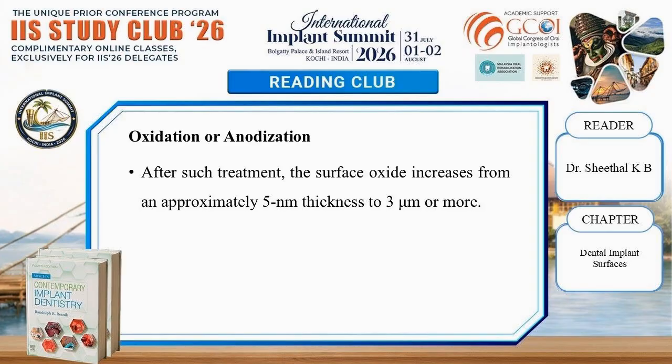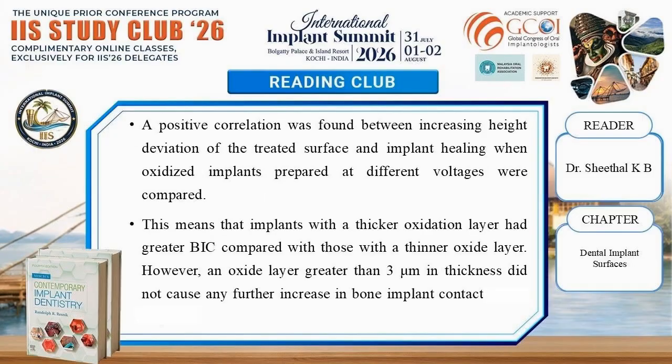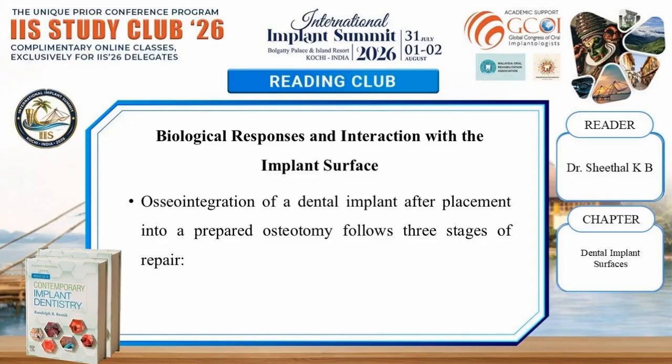Oxidation or anodization. After such treatment, the surface oxide increases from an approximately 5 nanometer thickness to 3 micrometer or more. A positive correlation was found between increasing height deviation of the treated surface and implant healing when oxidized implants prepared at different voltages were compared. This means that implants with a thicker oxidation layer had greater bone implant contact compared with those with a thinner oxide layer. However, an oxide layer greater than 3 micrometer in thickness did not cause any further increase in bone implant contact.